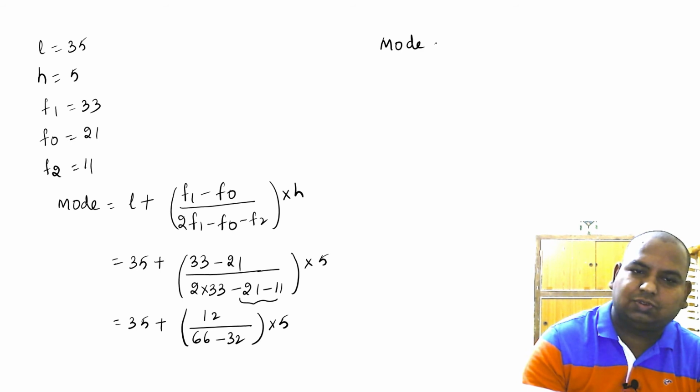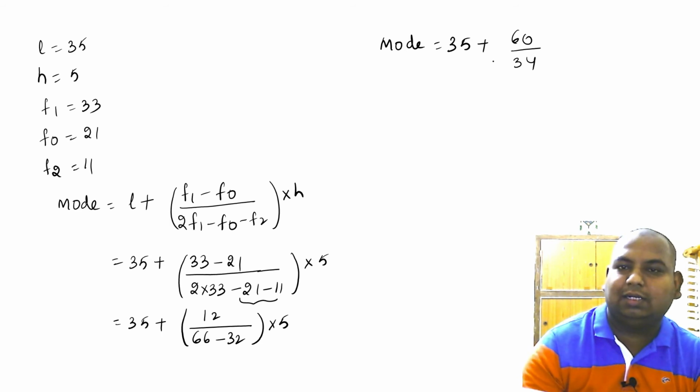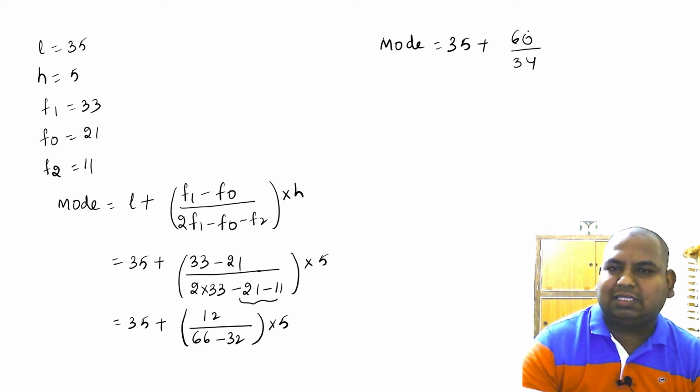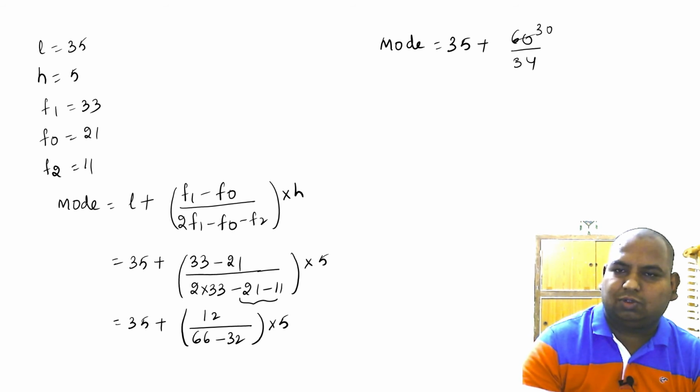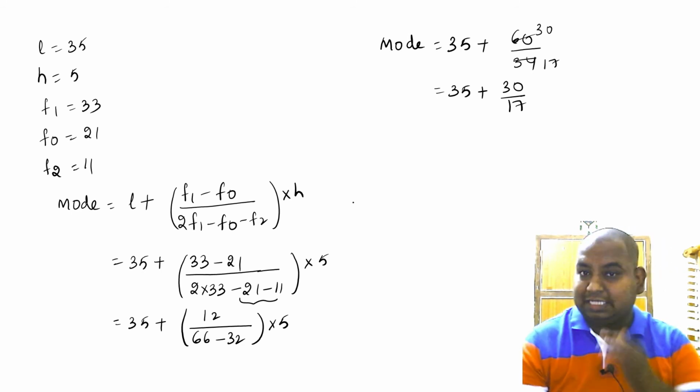Mode is equal to 35 plus 12 into 5, 60 by 66 minus 32. We'll have 34, I think. 34 done. 60 by 34. 2 30s, 2 17s. We'll have 35 plus 30 by 17. We'll simplify 30 by 17.